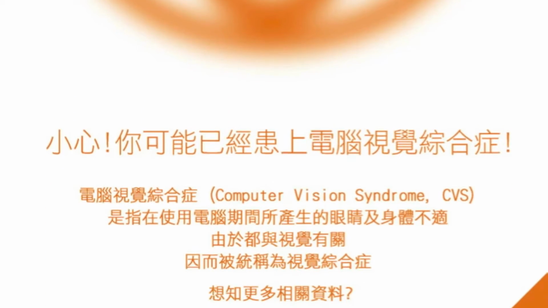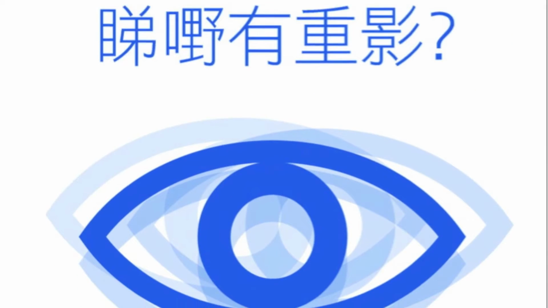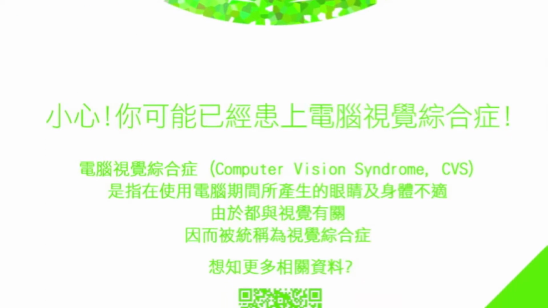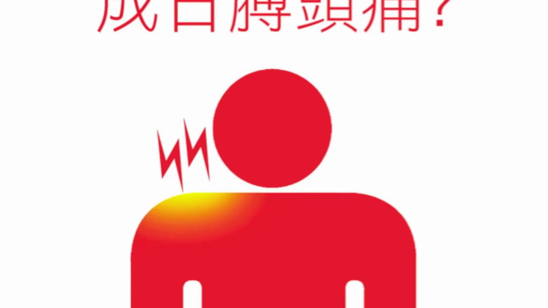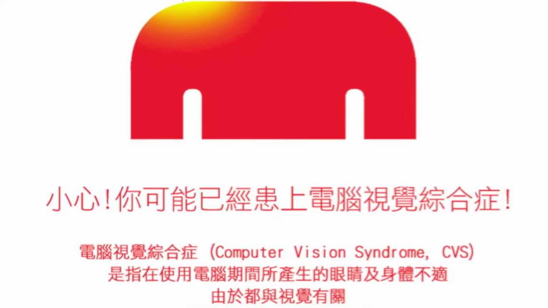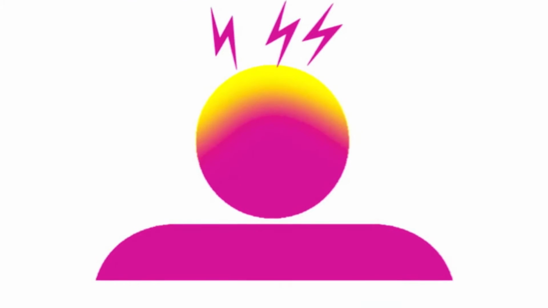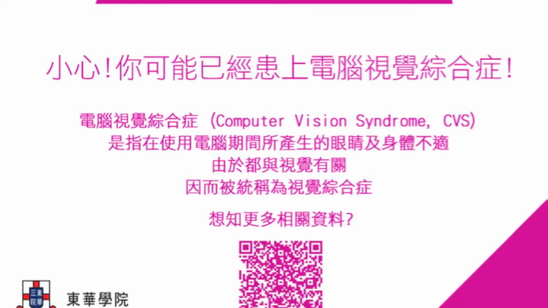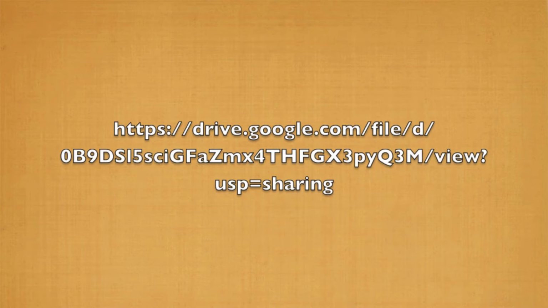For the posters, they were put up in all the classrooms of the participants after the pre-assessment. There are 5 versions of the poster, related to the signs and symptoms of CVS. The content of the poster includes a brief introduction of CVS, and we provided a QR code for students to search for more information by themselves. This is our micro video website and QR code.